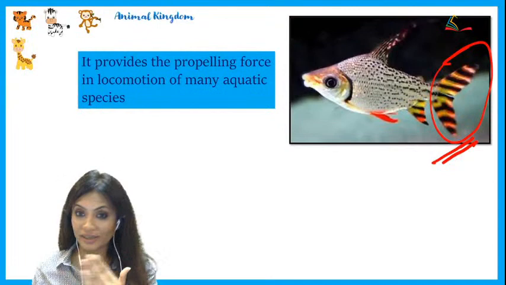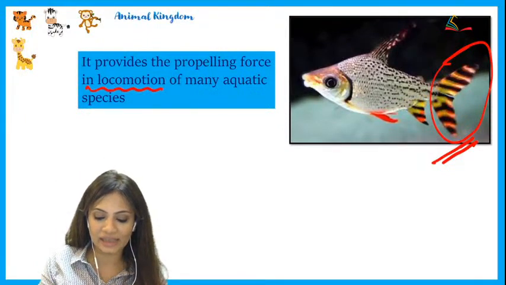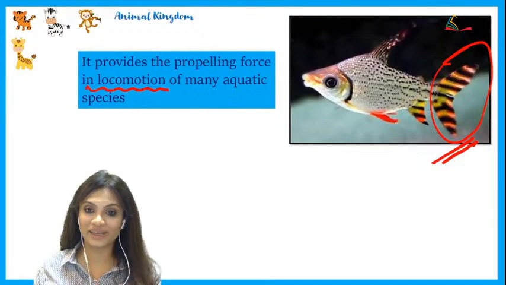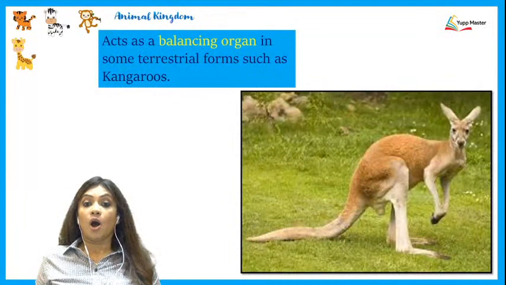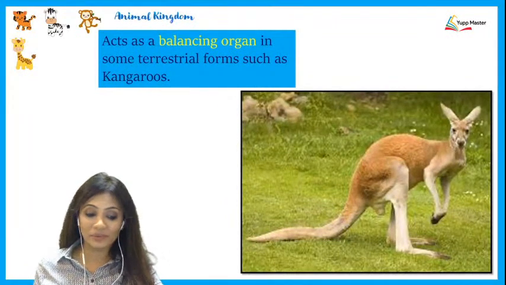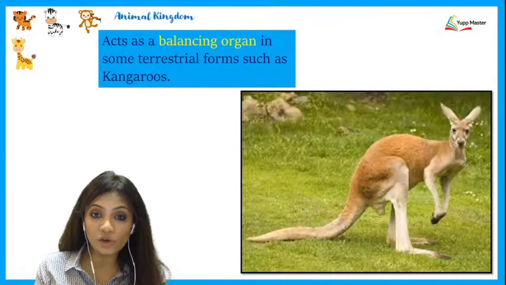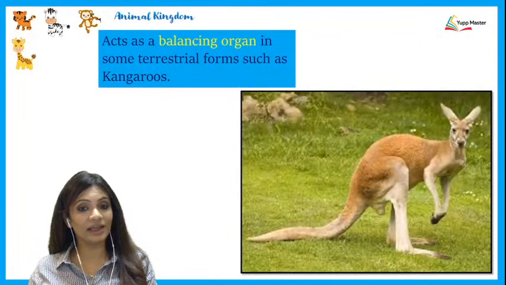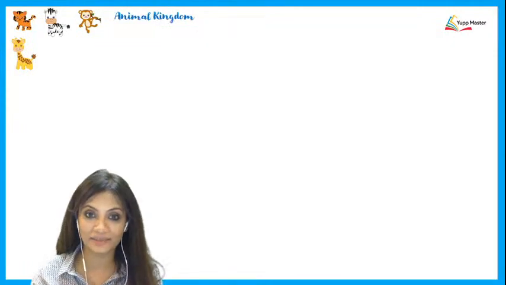Okay, so it gives direction to the force, and that's why we say that it is helping in locomotion of many aquatic species. Also, in certain animals, like this very beautiful organism, none other than the kangaroo, the tail is behaving as a balancing organ. So it is the tail which helps these organisms to balance themselves.